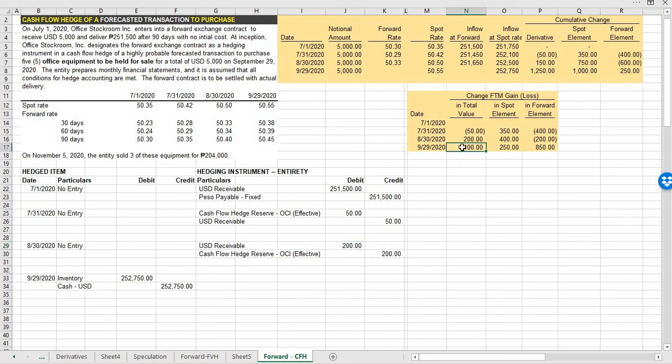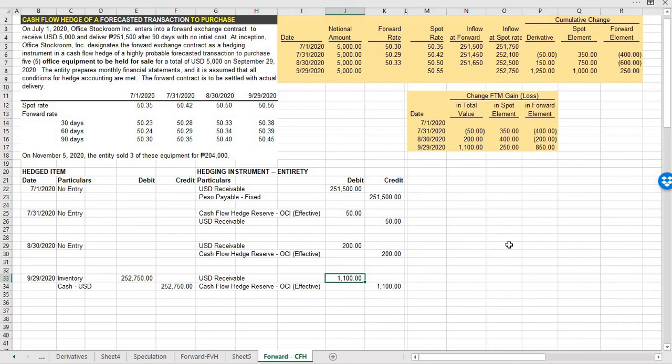So, this time, meron tayong positive 1,100 and this is again a gain. So, tayo ay mag-record ng gain. So, credit cash flow hedge reserve 1,100 kasi tayo nagkaroon ng gain kasi tumaas ang ating inflow. Naging 252,750. So, kaya debit USD receivable 1,100 pesos.